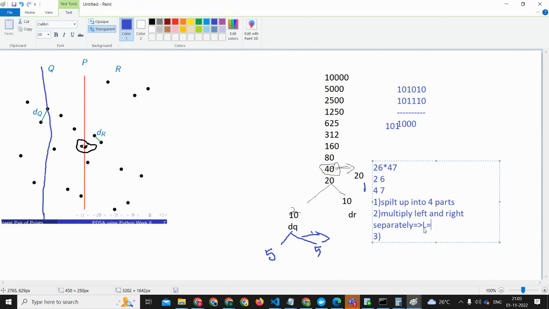Mahi, can you tell me what is 2 into 4? 8, right? And for the right hand side, can you tell me, 6 into 7 is going to be 42, right? Great. Okay, so we multiply the left and we multiply the right.